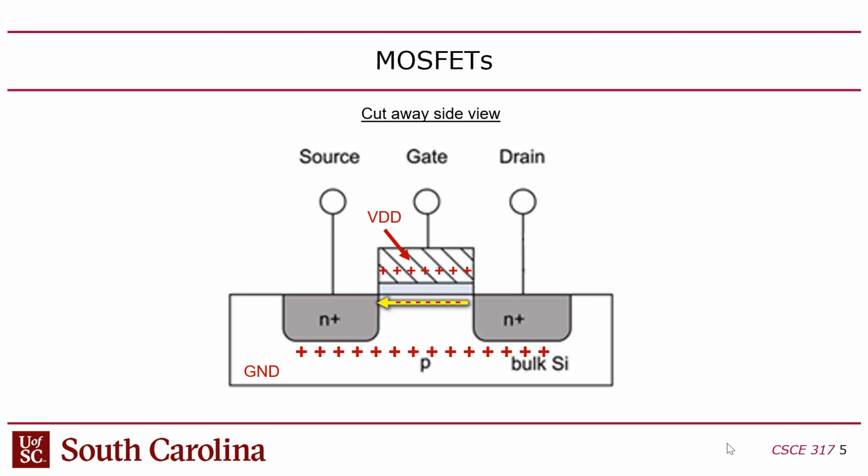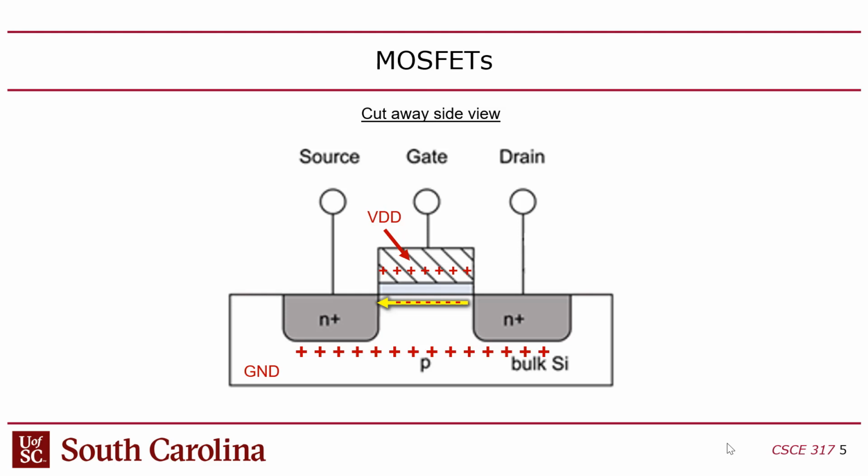So this creates an electric field that attracts these minority carriers. Now you might say, wait a minute, where did the minority carriers come from? I mean, when you doped it, you only doped it with column 3 elements, which have 3 valence electrons, they have holes. I don't know, they're just there. You get these minority charge carriers out of here and they form this channel.